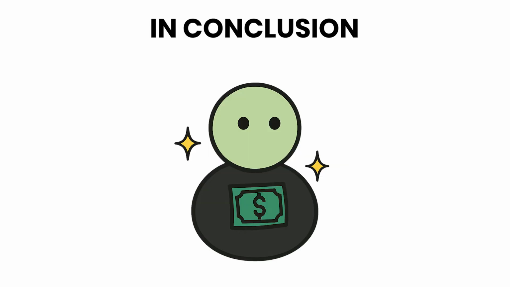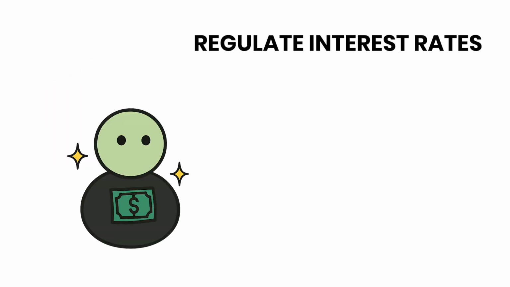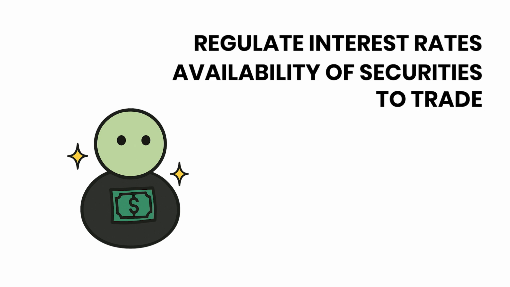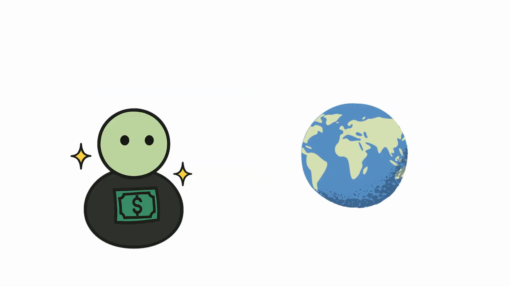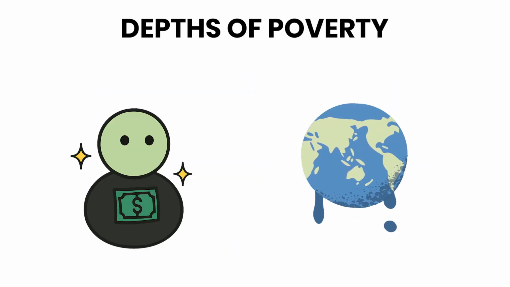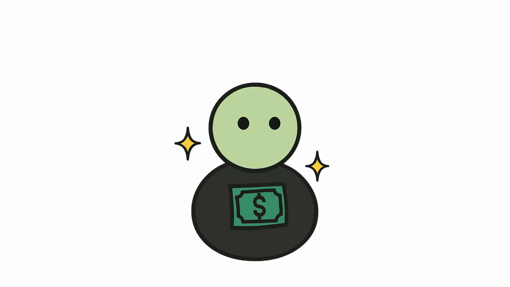In conclusion, the central bank of a country plays a vital role in keeping things going in a country. Thanks to its ability to regulate interest rates and the availability of securities to trade, they could make sure they keep a country afloat. However, one false move and they could plunge a country into the depths of poverty that it may never be able to recover from. Let's just hope that these central banks are making the best moves for their country.